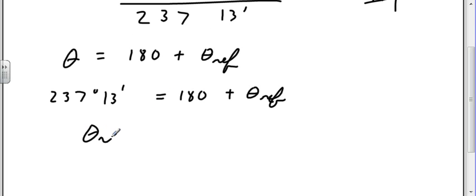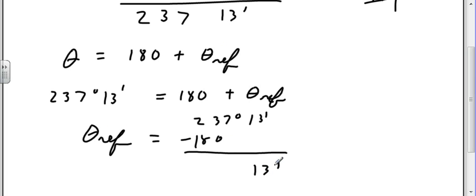The reference angle, what we're trying to find, is 237 degrees 13 minutes minus 180. Way to go. Too many zeros there. So 57 degrees and 13 minutes.